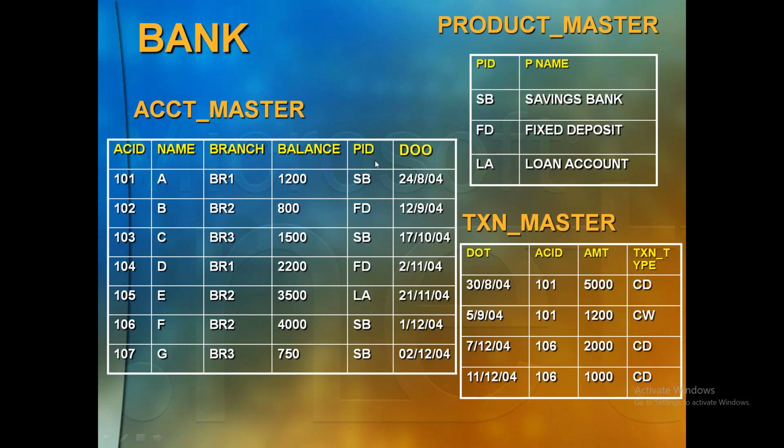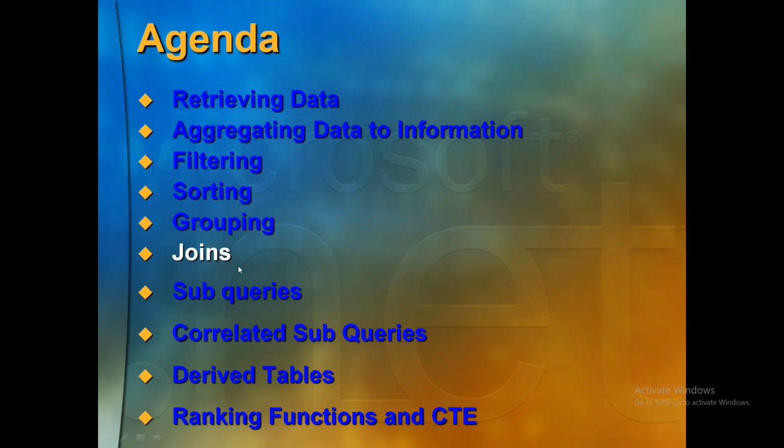So this table can be joined. This is a primary key and this is a foreign key, because a primary key cannot have duplicated data. Foreign keys can have SB, SB, SB. This is a foreign key. So here it is a primary key. Here it is a foreign key. You can have duplicated data in the foreign key. So if you wanted to retrieve the data from multiple tables, then we must go in for joins.